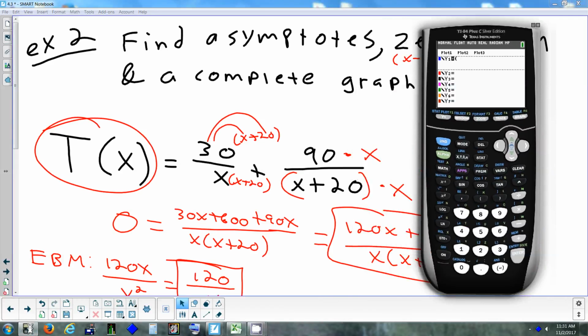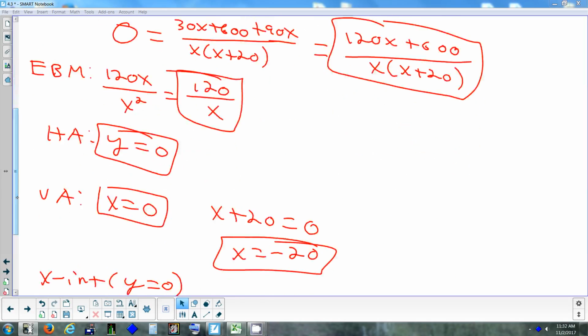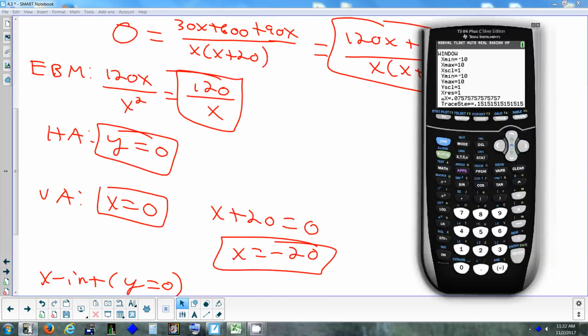All right, so we've got 30 divided by x plus 90 divided by, I'm going to need another parenthesis, x plus 20. Now, when I set up my window, I already know that I have a vertical asymptote at negative 20, so I at least want to look that far. So I'm going to go negative, maybe negative 30.